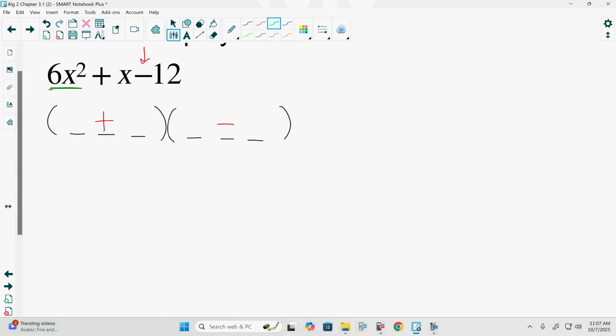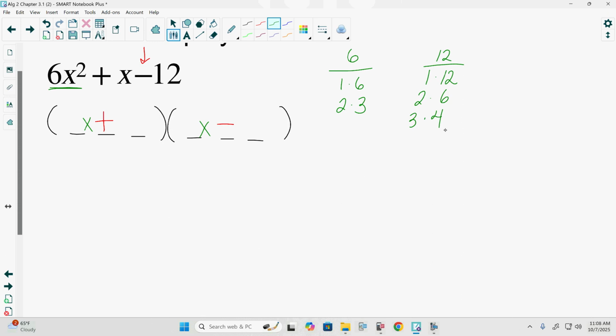Factors of 6x squared. X squared is kind of nice. It's just x and x. Factors of 6 aren't bad. We have 1 and 6 or 2 and 3. Now we can plug them in at this point. I'm going to go on and find the factors of our third term, factors of 12. We have 1 and 12, then 2 and 6, and 3 and 4. So we have a lot of options that we could choose for this here.